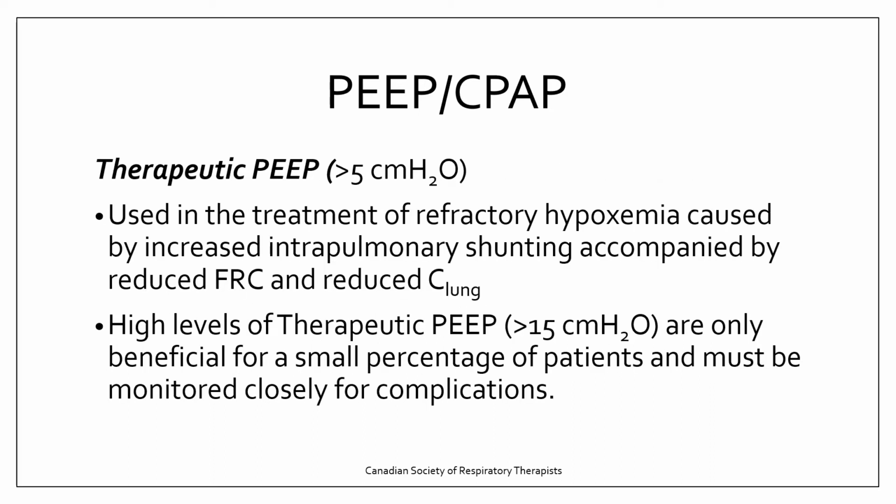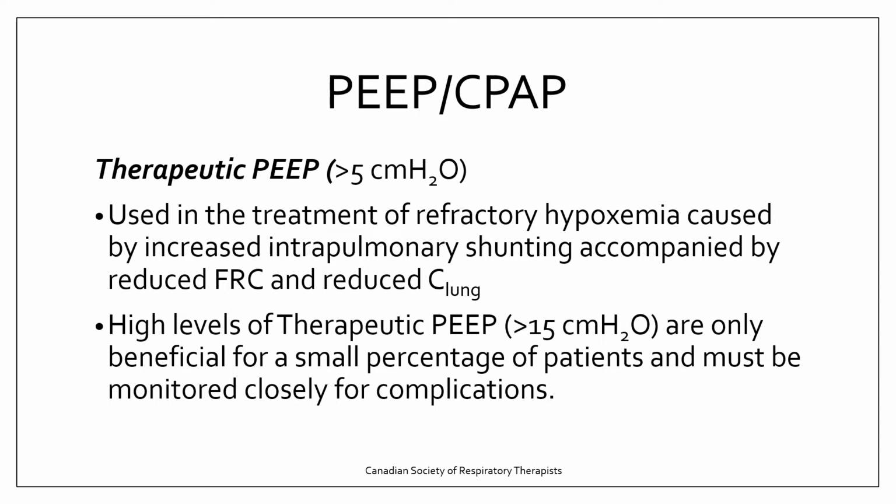However, there is a time if your patients are starting to develop some refractory hypoxemia caused by some sort of intrapulmonary shunting due to a decrease in your functional residual capacity or reduced lung compliance, therapeutic PEEP may need to be applied, and this would be PEEP levels of greater than 5 centimeters of water pressure, or very, very high, up greater than 15 centimeters of water pressure. But this would have to be determined based on the patient's underlying pathophysiology, and you would want to go through and check and make sure that you're using the appropriate level of PEEP.